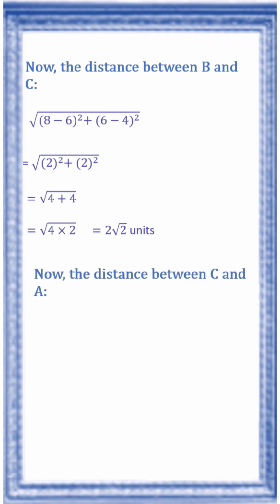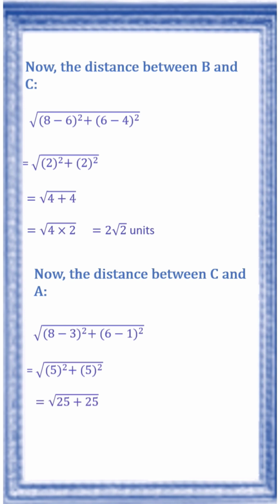Now the distance between C and A, CA. Let us substitute the values. We will get like this. Square root of 5 square plus 5 square. That is equal to square root of 25 plus 25. 25 2 times. So square root of 25 into 2. Square root of 25 is 5. So this is equal to 5 root 2 units.